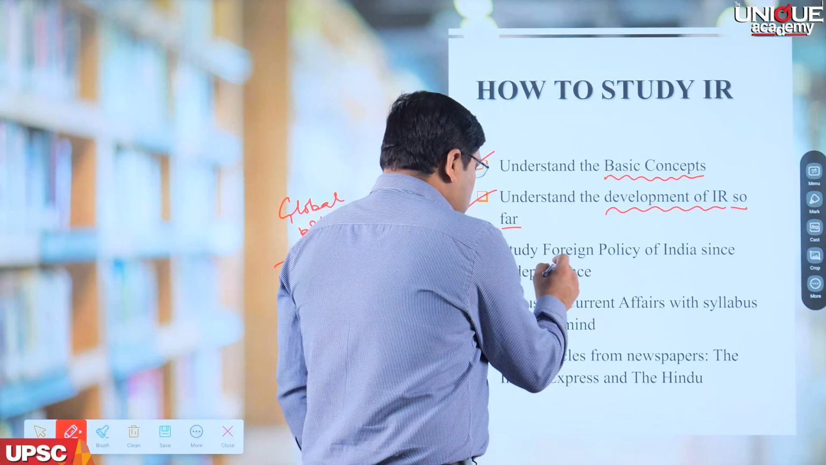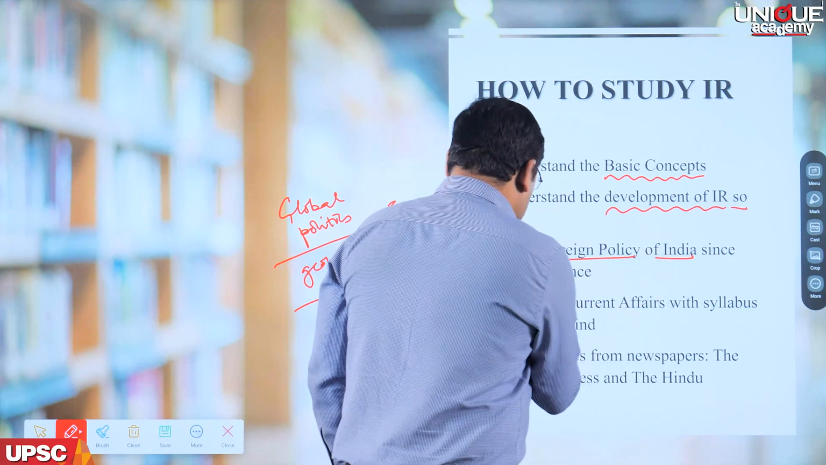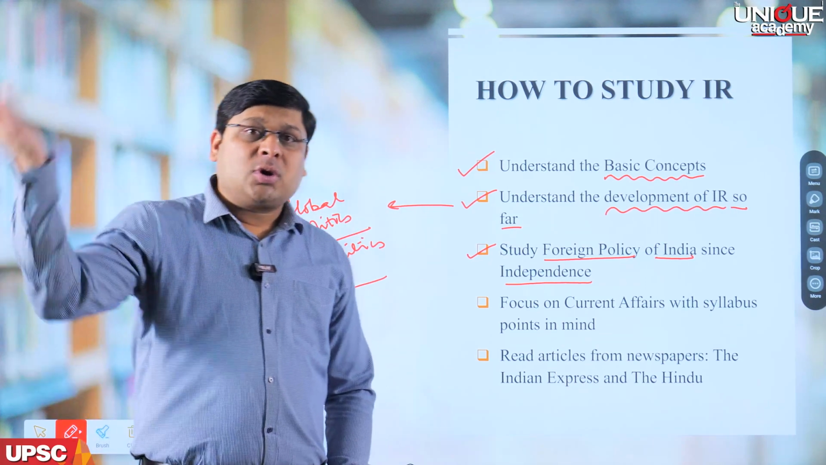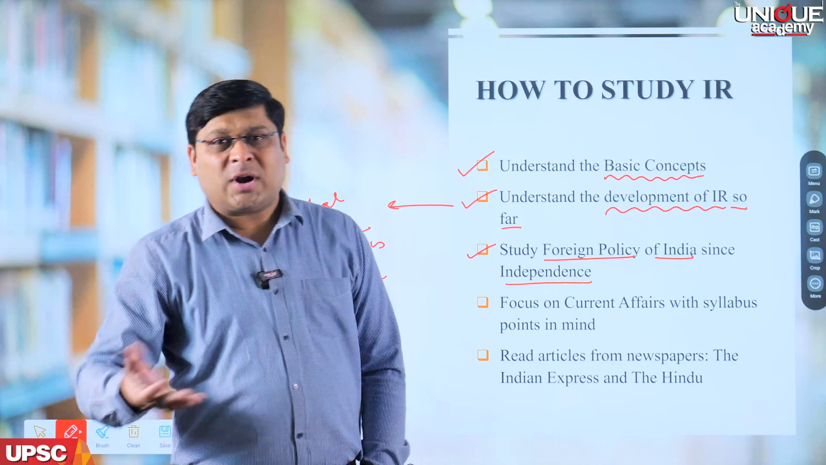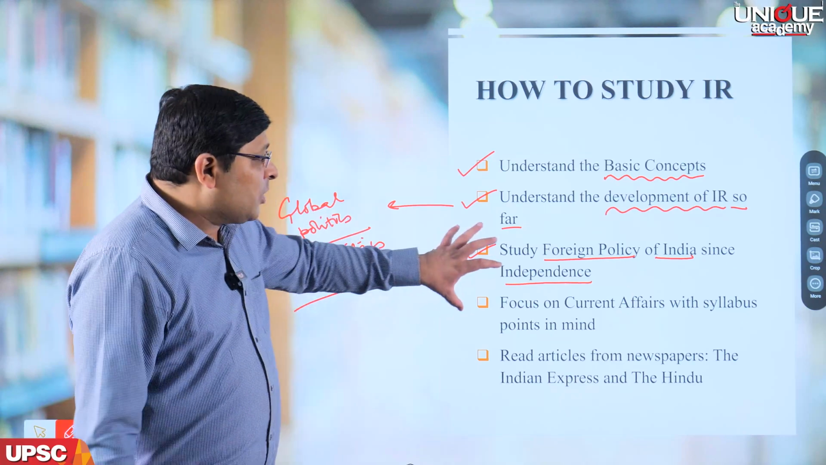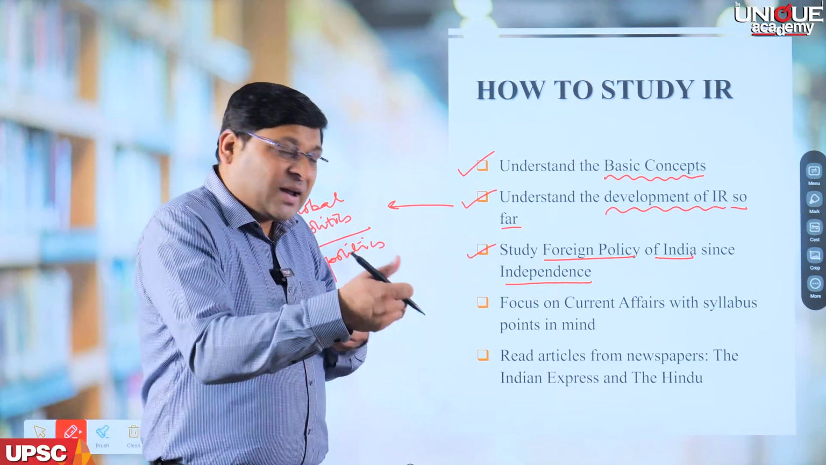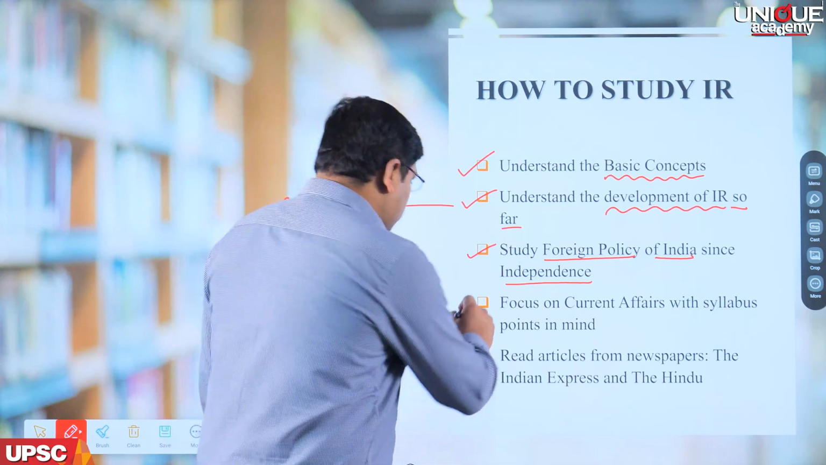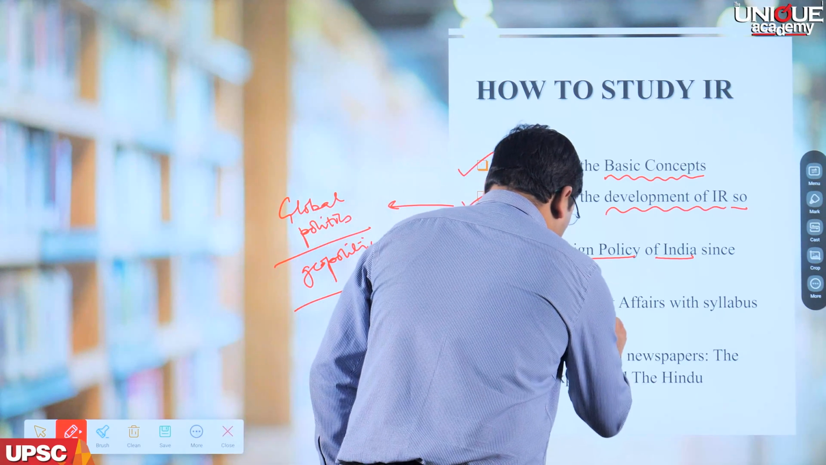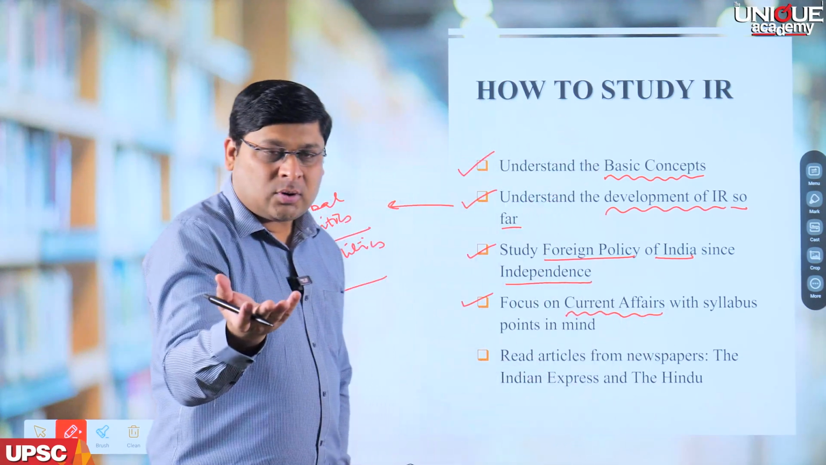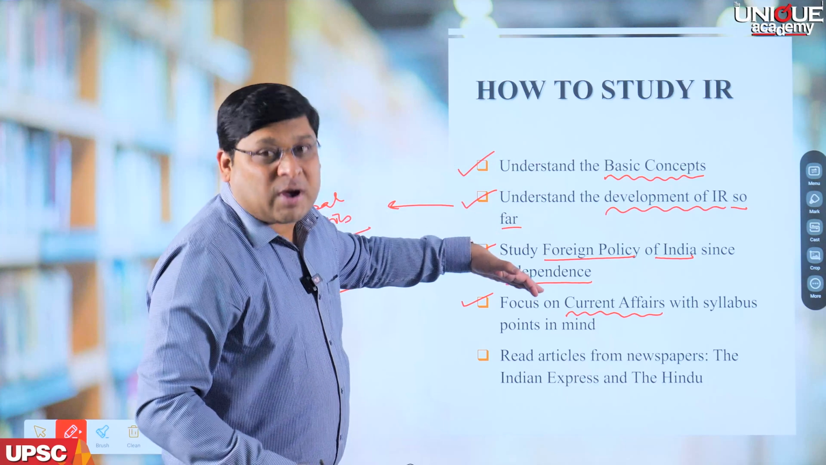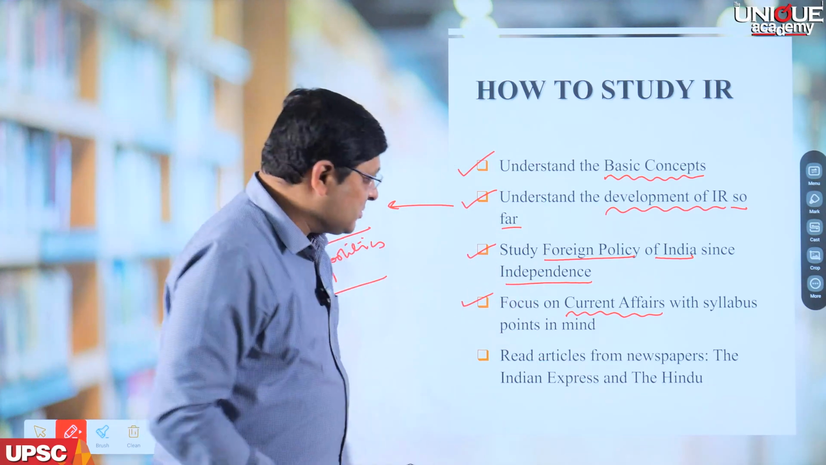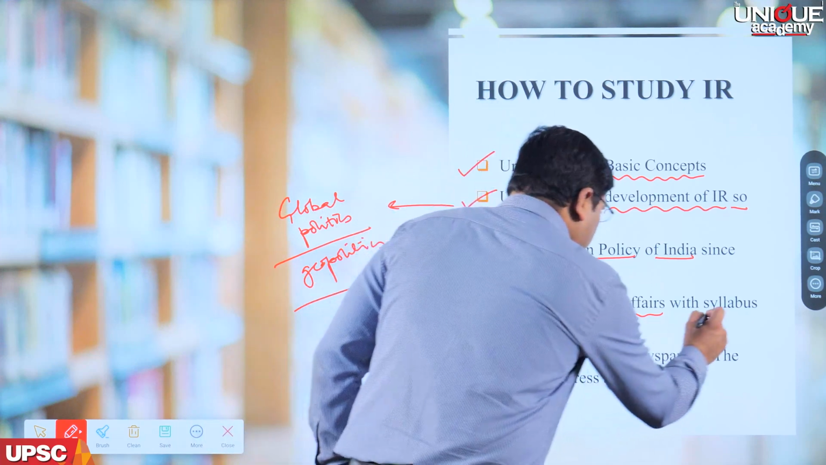Number 3, study foreign policy of India since independence. That question on Sri Lanka clearly tells us age-old relationship hai, obviously formalized हुआ 1947 onwards, but उस context में आपको recent crisis में the kind of role India is playing, that has to be studied. So this is important. Then focus on current affairs, obvious part that everybody talks about. Very few talk about this part. Everybody talks about this one. That is known thing, right? The questions come from the current affairs, right? With syllabus points in mind.